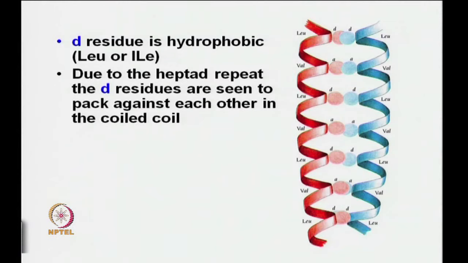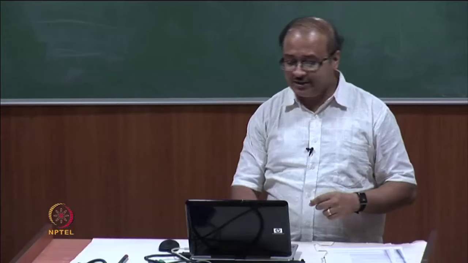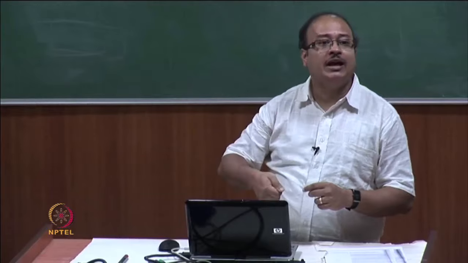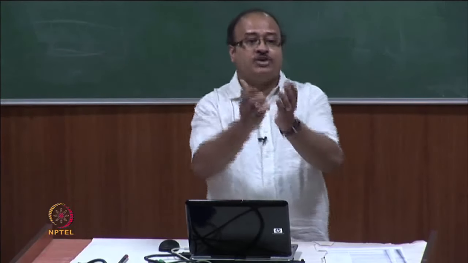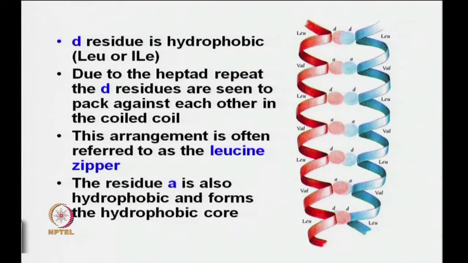Due to the heptad repeat, the D residues are seen to pack against each other in the coiled coil. This is because of the heptad repeat, that repetitive sequence of 7 amino acids. Now, this arrangement is often referred to as the leucine zipper. So, you know what zip is, you can zip it up like zipping chains. If you are going to zip down the helix coil, what you are going to look at essentially are leucine residues, and hence it is referred to as the leucine zipper model or motif.